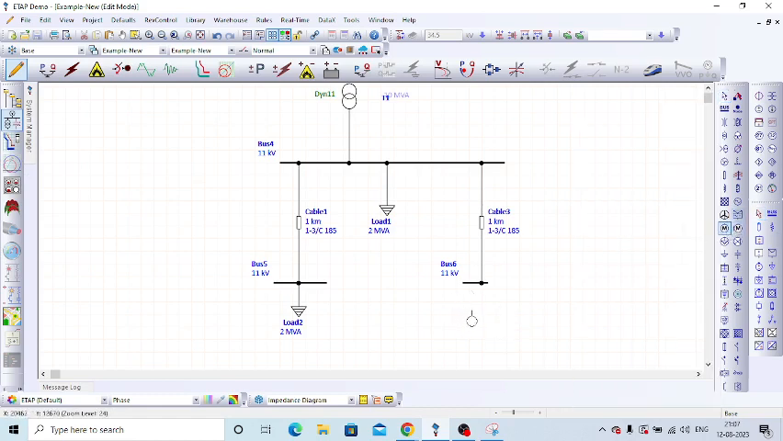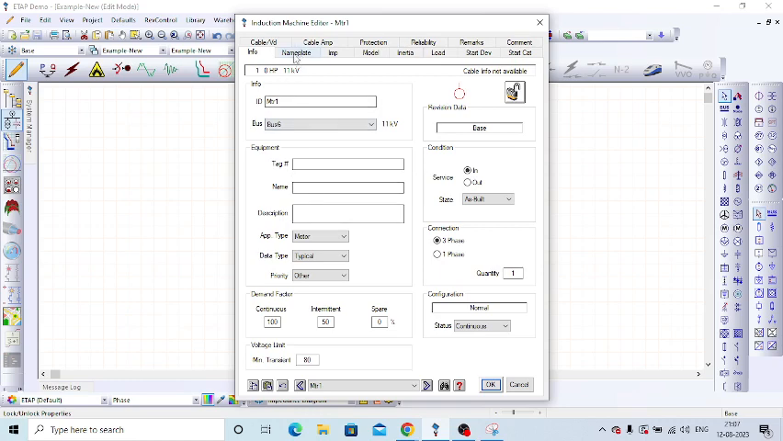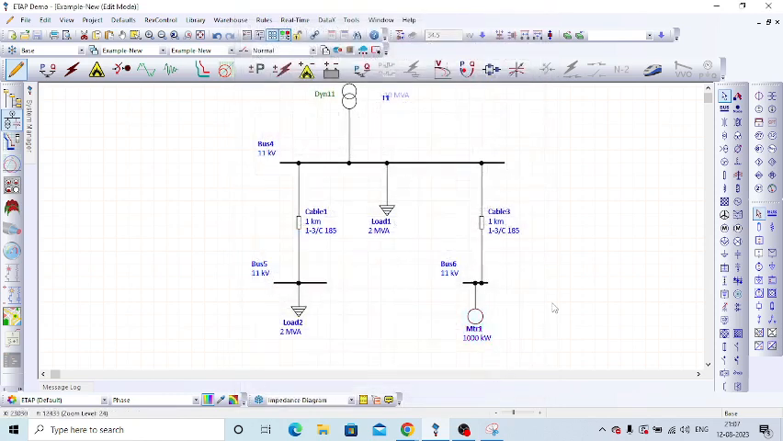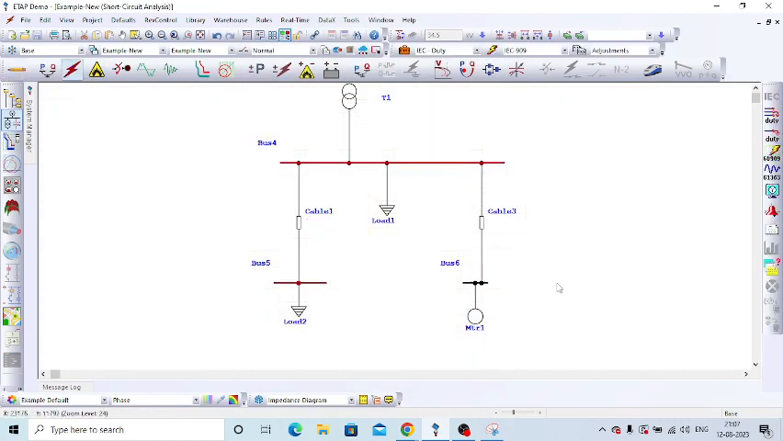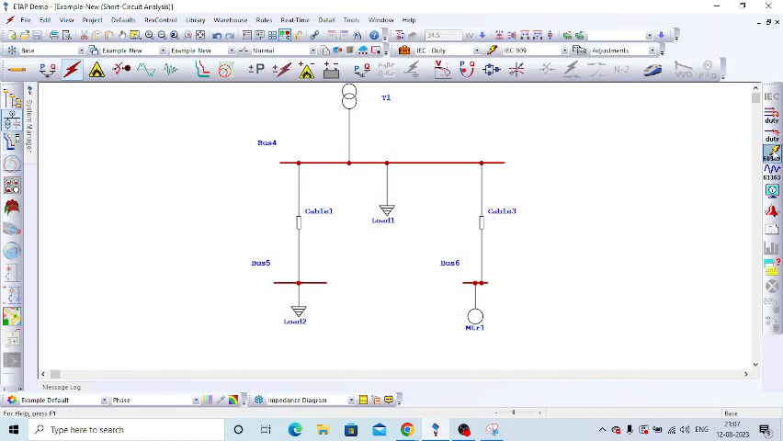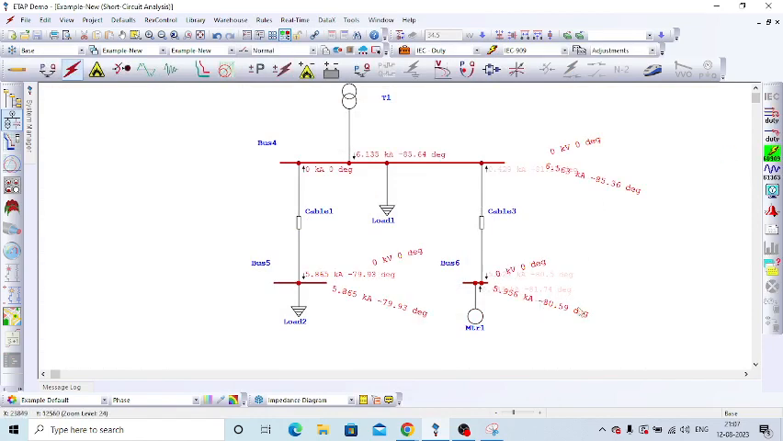So I will introduce one induction motor. I will just put a 1000 kilowatt induction motor. Again I am going to the short circuit page, making the bus a fault, and then I am running the device duty. Now I will tell you one more factor.